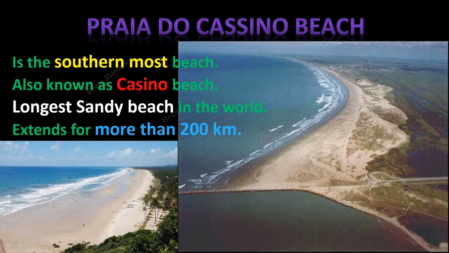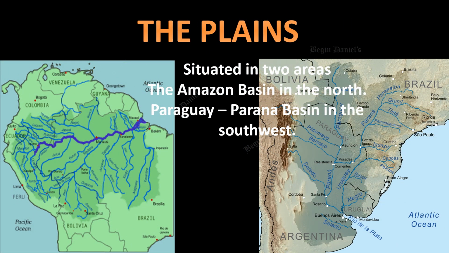Praia do Cassino Beach is the southernmost beach, also known as Cassino Beach, the longest sandy beach in the world, extending for more than 200 kilometers. The plains are situated in two areas: the Amazon basin in the north, and the Paraguay-Paraná basin in the southwest.